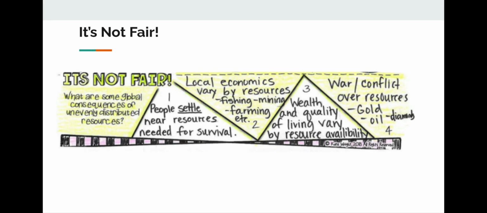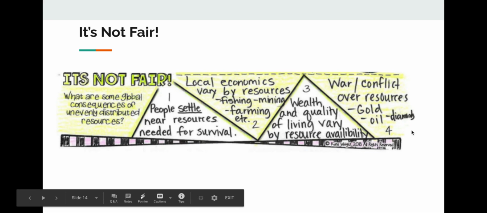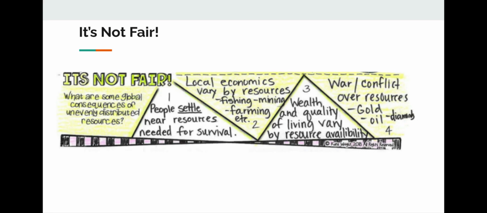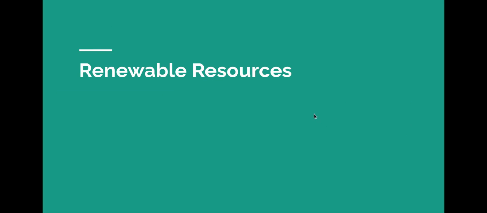So you might have a fishing town, right? A mining town, a farming town. And once those resources run out, you're not going to have the same opportunities. Wealth and quality of living vary by resource availability, right? So you might have an area that has more of a resource than another. They're going to have more wealth and therefore a better quality of living because of it. And ultimately, this can lead to war and conflict over resources. So think of things like gold, oil, and diamonds.